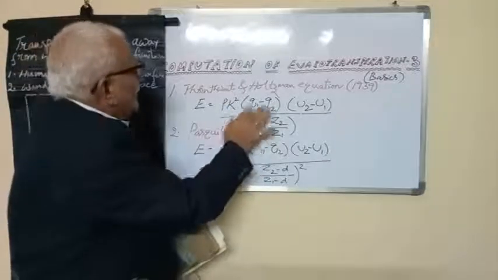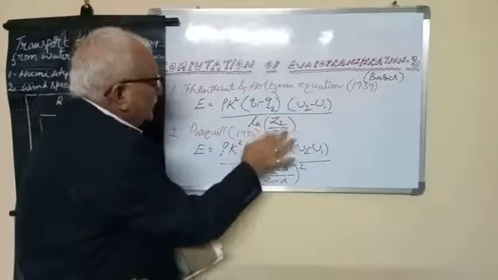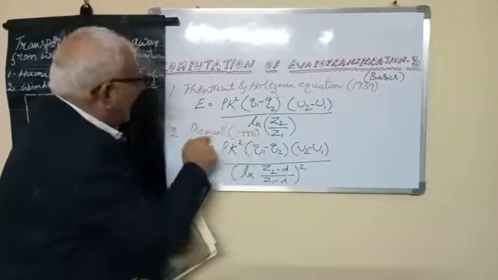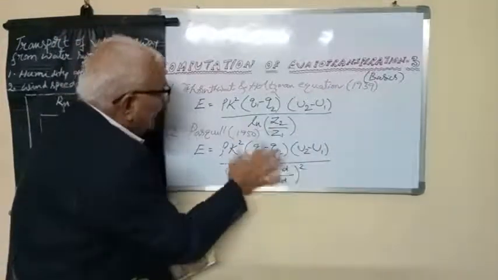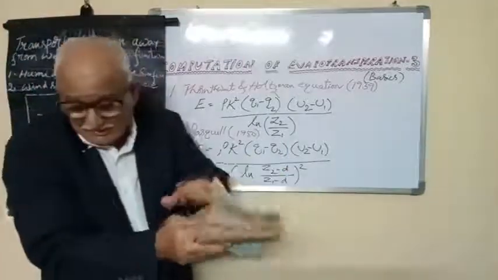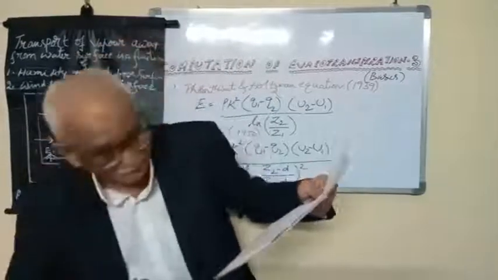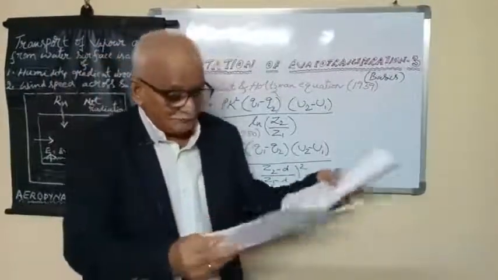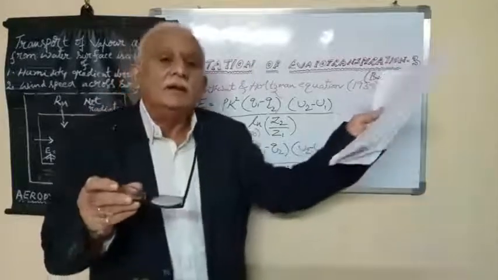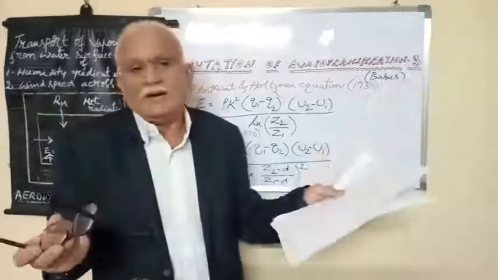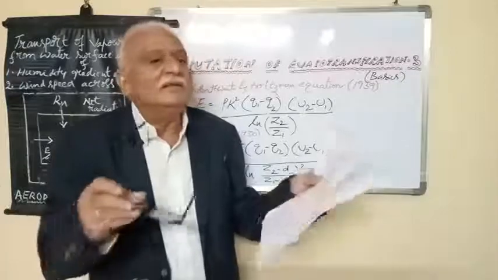Density of air, Van Karman constant, Q1 minus Q2, U2 minus U1, log Z2 by Z1. Pascal modified it in 1950, after 11 years. He just took the zero plane displacement, same equation. So, what are these things? Q1, Q2, U1, U2. Please note that aerodynamics for aviation, aircraft, agriculture and instrumentation, everything is the same.